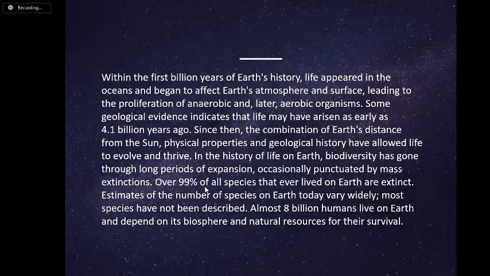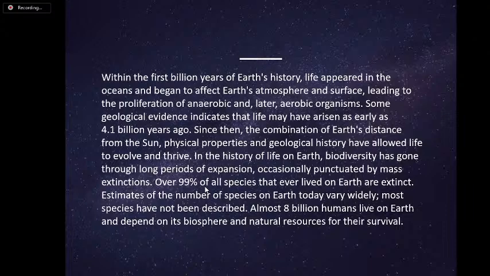In the history of life on Earth, biodiversity has gone through long periods of expansion, occasionally punctuated by mass extinction. Over 99% of all species that ever lived on Earth are extinct. Estimates of the number of species on Earth today vary widely. Most species have not been described. Almost 8 billion humans live on Earth and depend on its biosphere and natural resources for their survival.